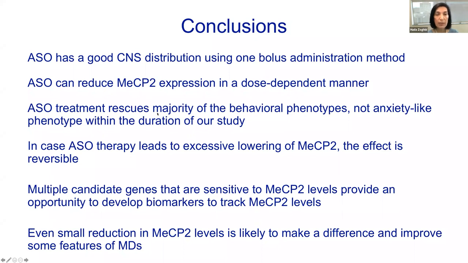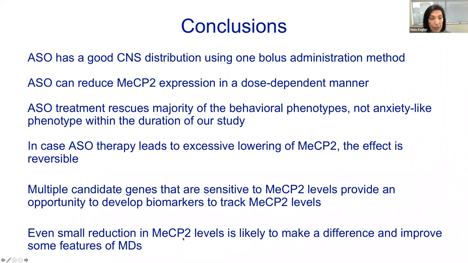And that the treatment rescues the majority of the behavior, except for the anxiety-like phenotype, at least within the duration of the study. We haven't done these repetitively, we just gave one shot. And in case the ASO therapy leads to excessive lowering of MECP2, the effect is reversible. There are multiple candidate genes that are sensitive to MECP2 levels, and these provide an opportunity to develop biomarkers to track MECP2 levels for the clinical trials.